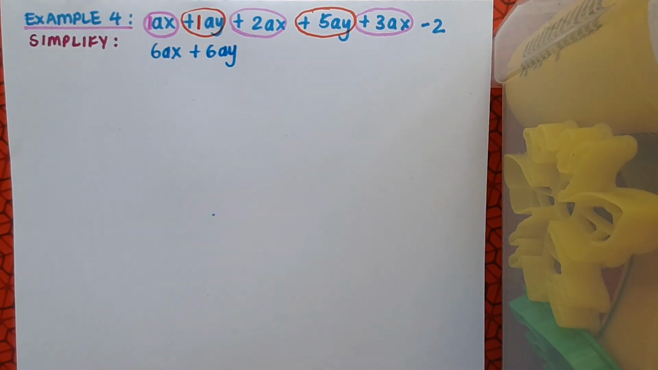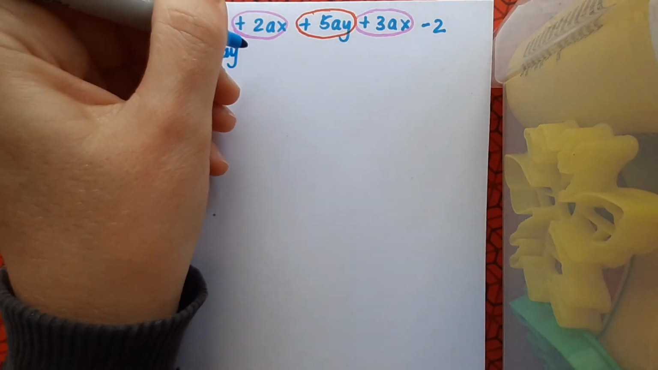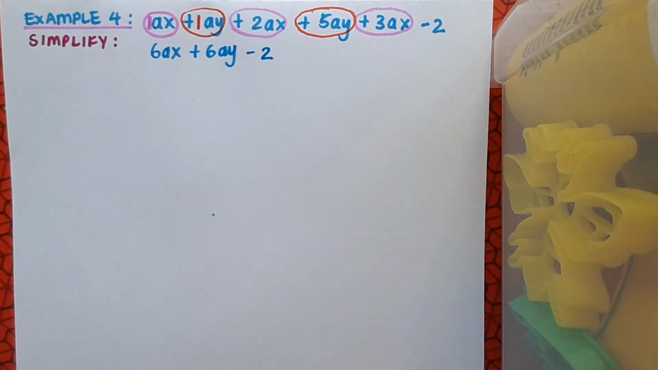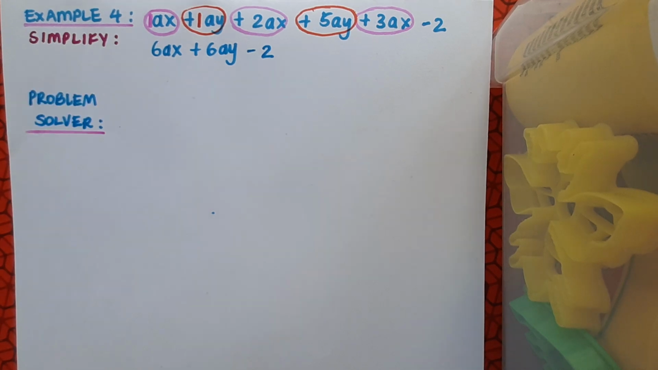And then even though the minus 2 doesn't have any like terms, it's still part of the expression, so I won't ditch it. I'll just stick it at the end. So minus 2, and I'm finished simplifying this expression. Okay, so let's finish this video with a problem-solving question.